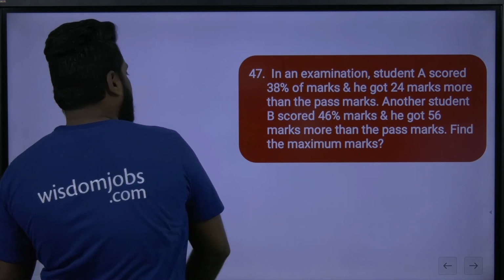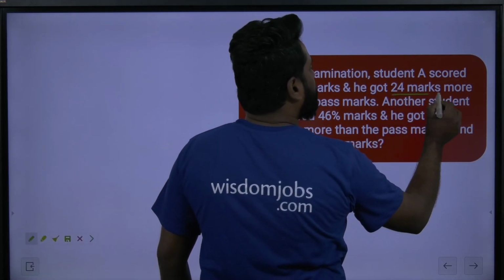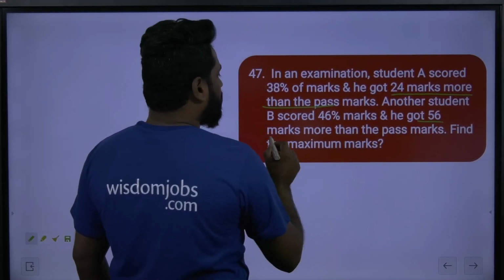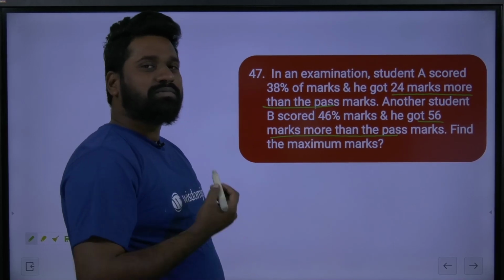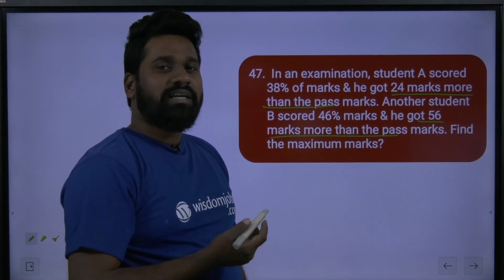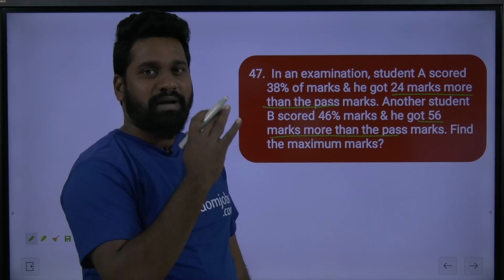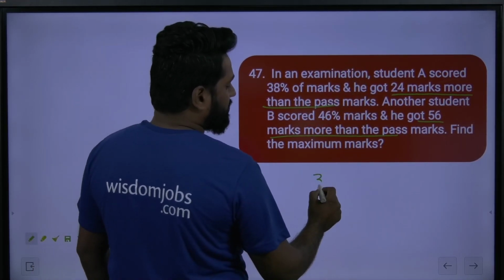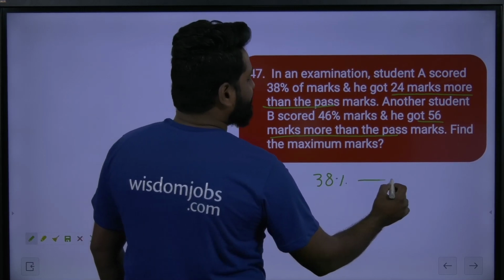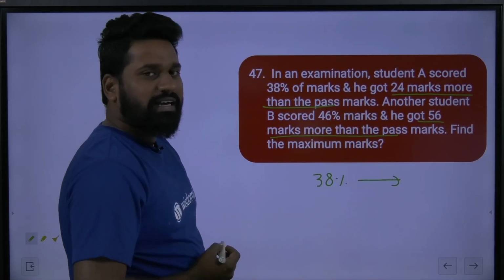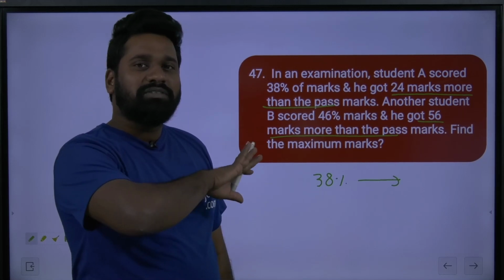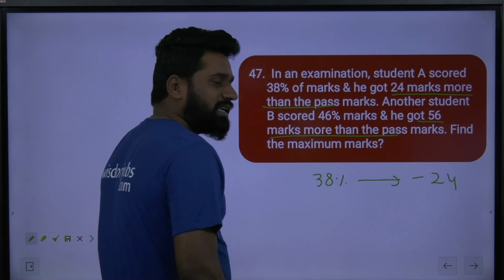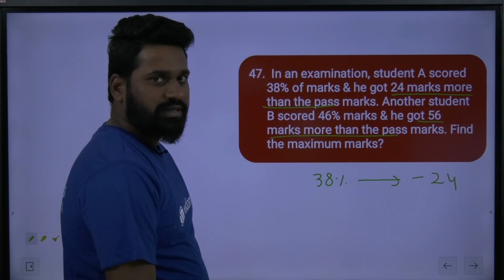What is mentioned here? 24 marks more than the pass. Here 56 marks more than the pass. In both the cases "more than" is given. That means you have to subtract those marks, the minus case. Let us see that. First, 38% of the marks and he got 24 marks more than the pass. Now I am subtracting those 24. Then that represents the pass marks of the examination.